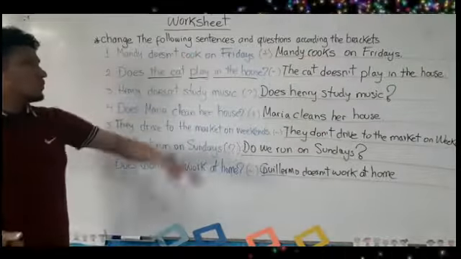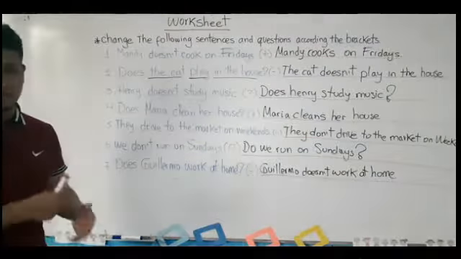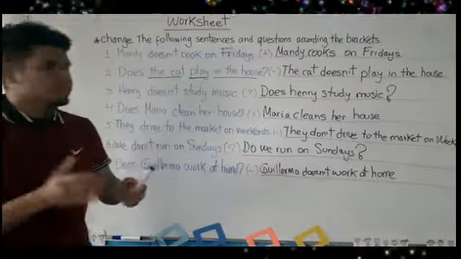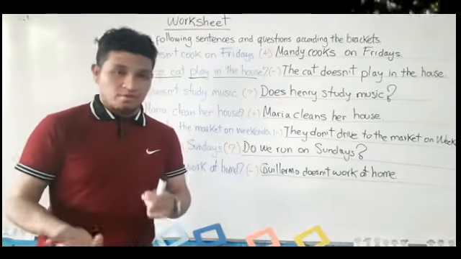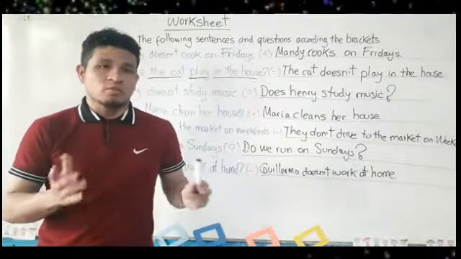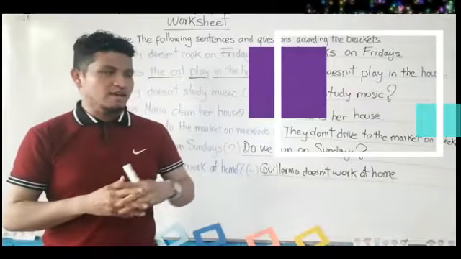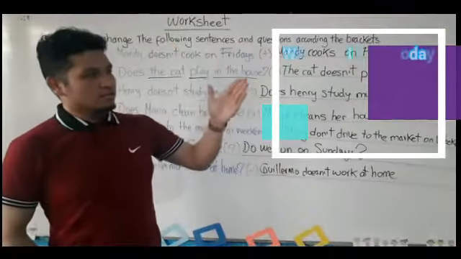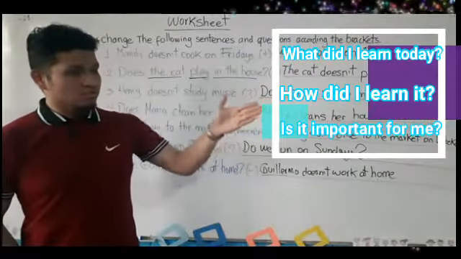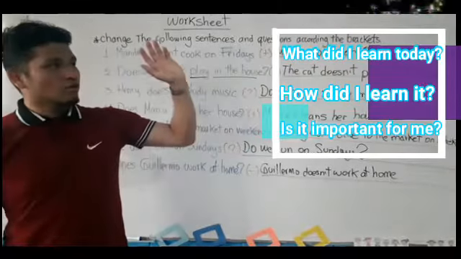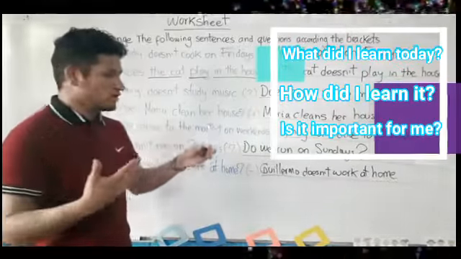Okay? So, now if you did it wrong, you can correct. If you did it good, I congratulate you. That's very good. You pay attention to what I explained. And now, this is the final part, okay? This is the worksheet, and of course, I'm going to ask you some other questions in this final part, which is very important because every class you have to know what is important for you. So, what did I learn today? How did I learn it? Is it important for me? Okay, so those 3 questions are the metacognition questions that you have to reflect and think why you did this.